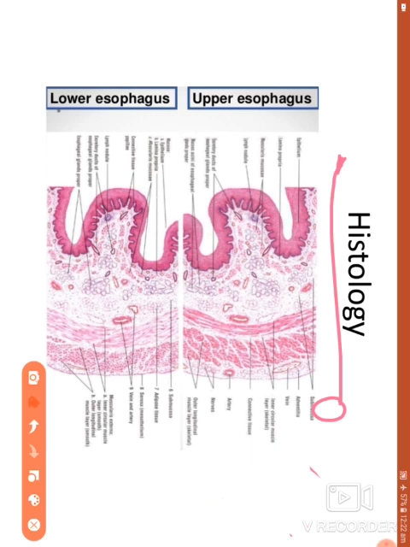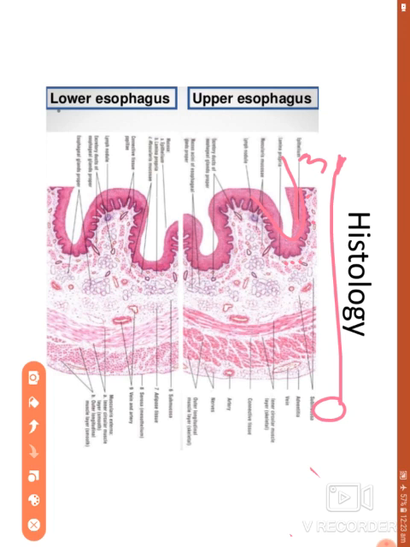The innermost layer is called the mucosa. So this is the mucosa layer, and this is the fold. I already told you, the inner mucosa shows folds. See the folds. The lining epithelium here is stratified squamous non-keratinized epithelium. Deep to that, you can see a pale area that forms the lamina propria.